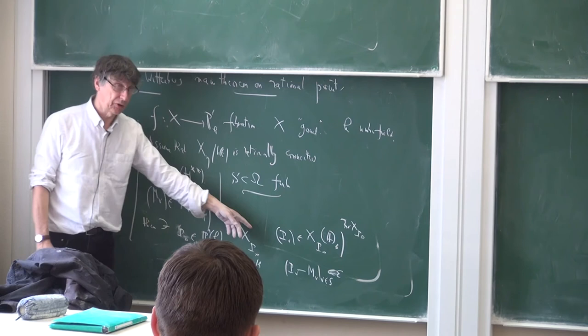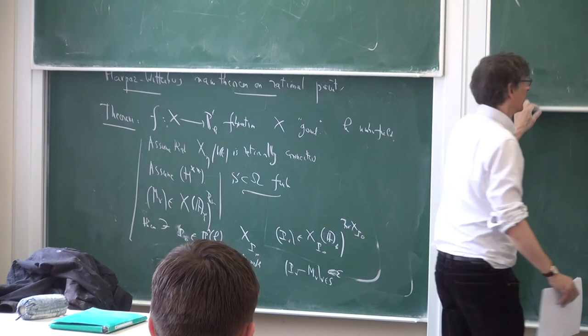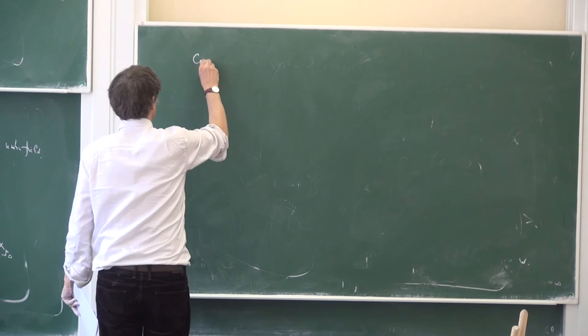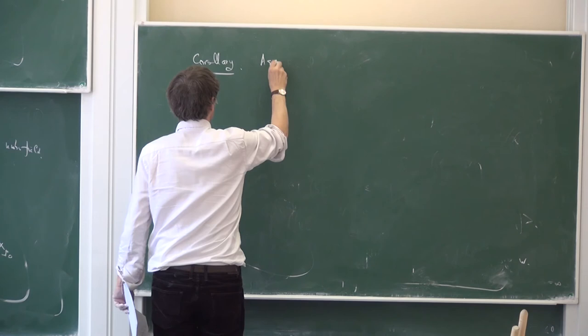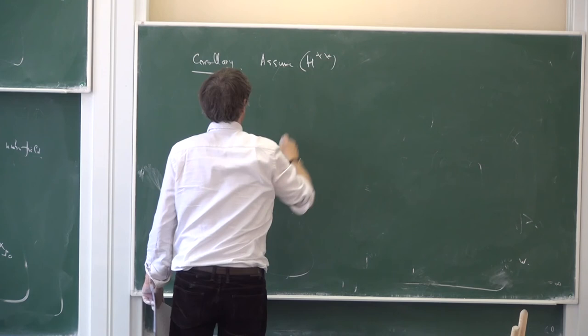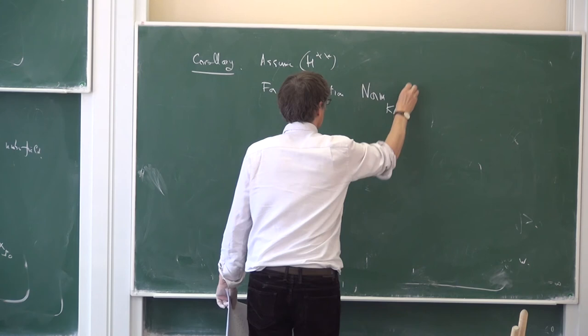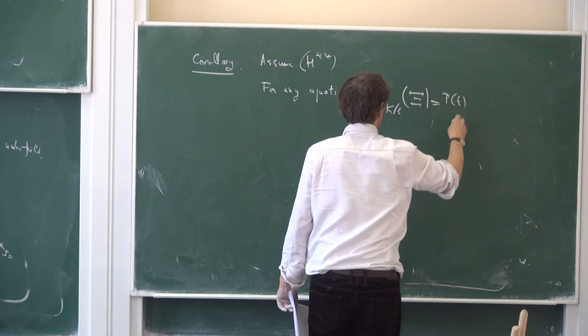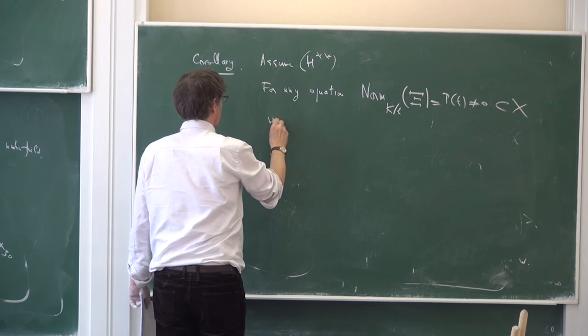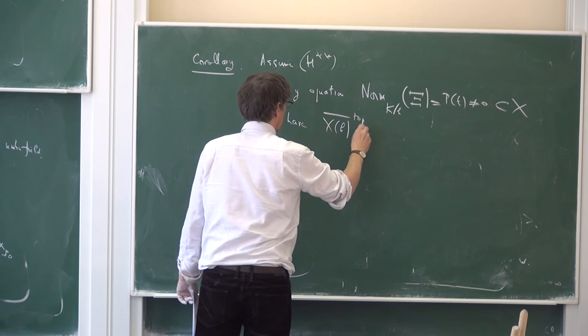Okay. So perhaps I should write down some immediate consequences so that you get a feeling for this statement. Corollary. Assume H double star. For any equation norm of capital K over K of xi equals P(t), nonzero, sitting in X, smooth projective, we have X(A_K) Brauer-Manin set equals X(A_K) Brauer set.